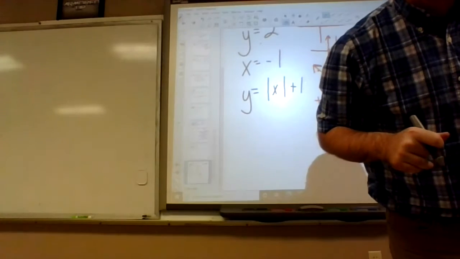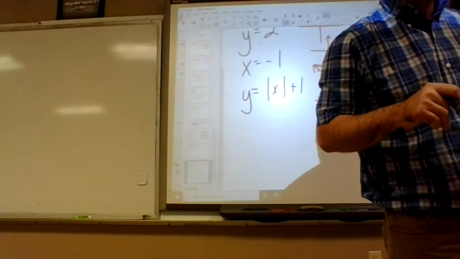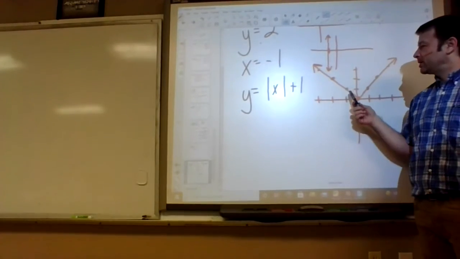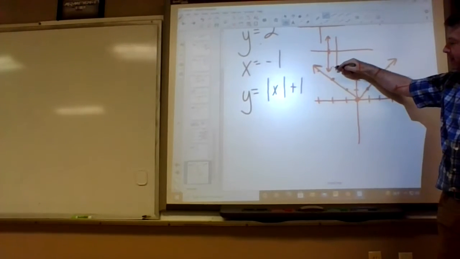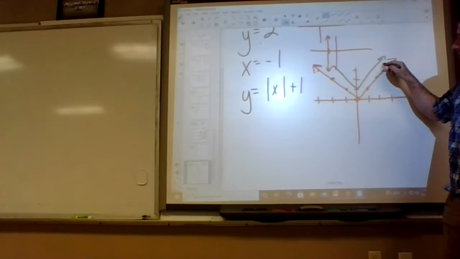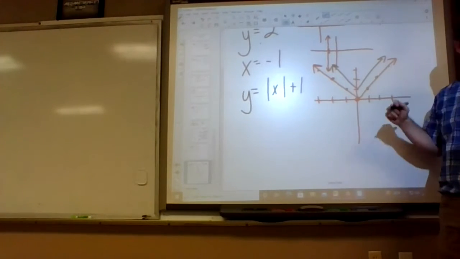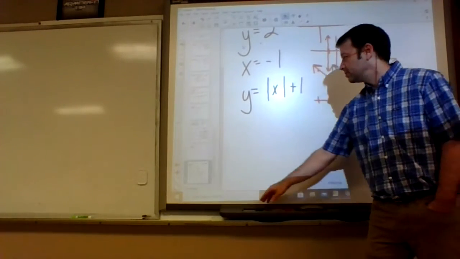No, Nick. What page are you on? No, it's a V shape. We're talking about the absolute value of x, it's this shape.